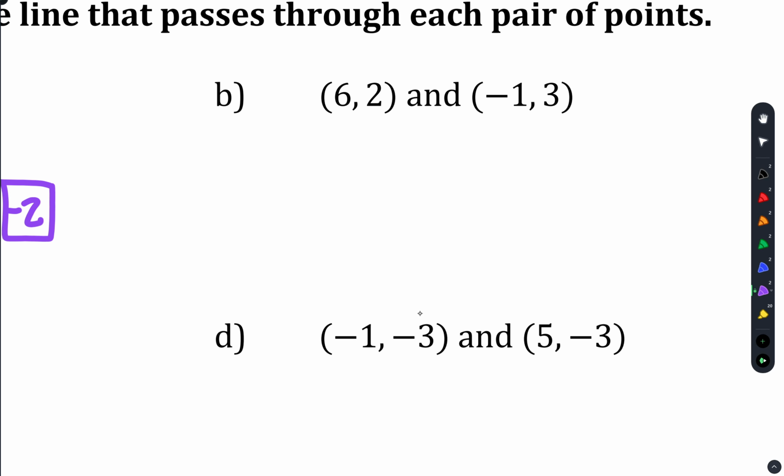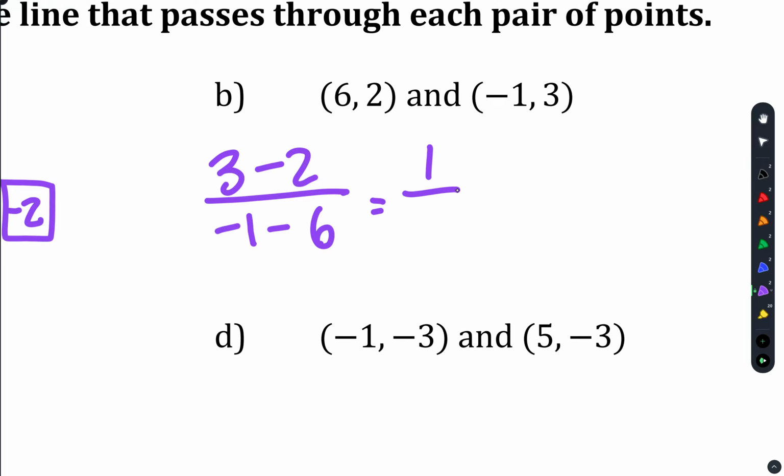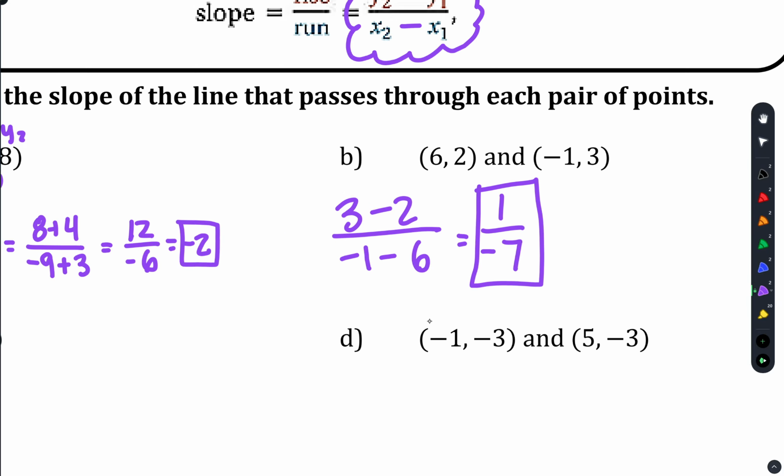Okay, can you help me out with letter B? The top of my fraction, y2 minus y1, looks like what? James. Perfect. The bottom of my fraction, x2 minus x1, looks like what? Autumn? Perfect. 3 minus 2 is 1. Negative 1 minus negative 6 is 5, so negative 7. That's as simplified as that one can get. Questions on these two?